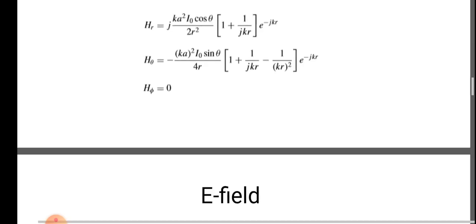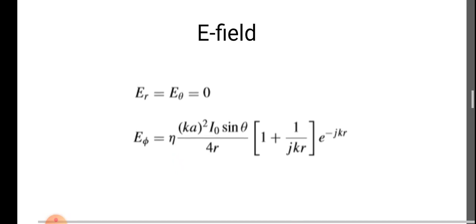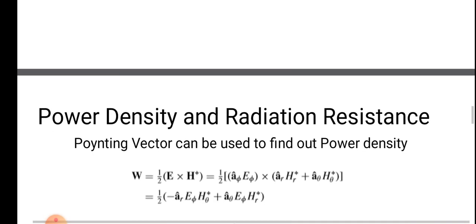Here A is the radius of the loop, I0 is the maximum current, actually it's a constant current. Small r is the distance between the antenna location and the point of observation. K is the propagation constant. Theta is the angle made with respect to the z-axis.